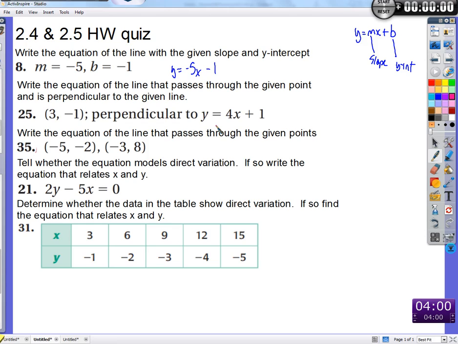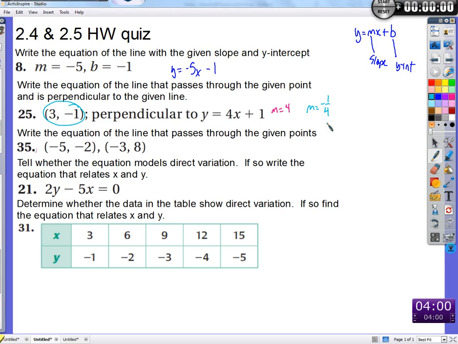Right? Perpendicular is a comment about comparing the slopes of two lines. So what's the slope of this line? 4. This is equal to 4. What's the color coded? This blue one. So what does that mean the slope is of the line that goes through that point? -1/4. Yeah, -1/4 for that blue one. So we've got a point and we have a slope.